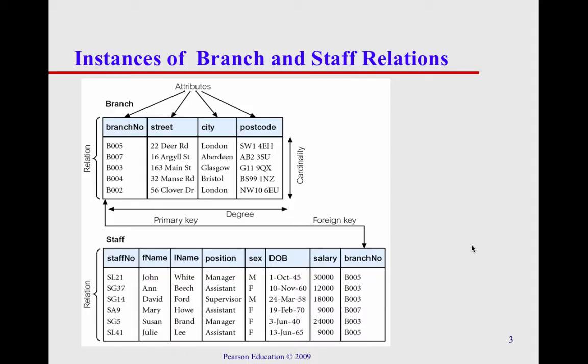And each table has labeled columns. The branch table has branch number, street, city, and postcode. By the way, the authors of the textbook are Irish, so you'll get some nomenclature that's a little bit different than ours. In the States, we'd call it a zip code. There, they call it a postcode. And you also see some columns for the staff relation.